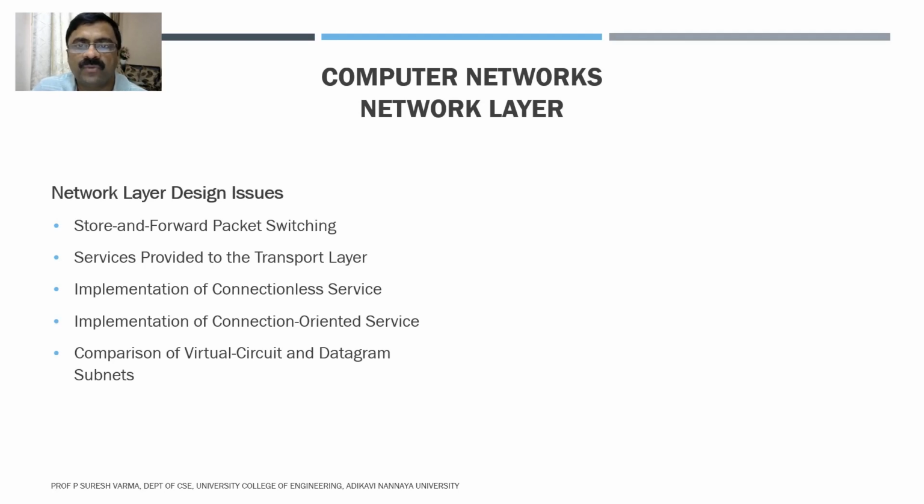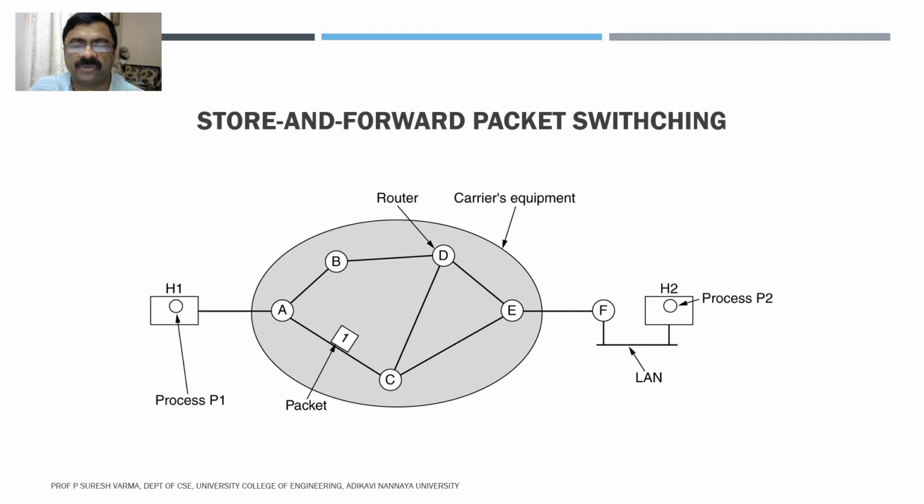While we are designing any network layer, we need to take care of certain issues. The first is store and forward packet switching networks and the various services provided to the transport layer, then implementation of connectionless service, implementation of connection oriented service, and comparison of virtual circuit and datagram. First, we will discuss the store and forward packet switching network.